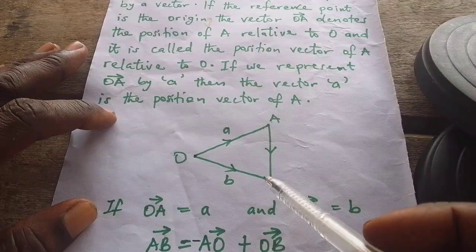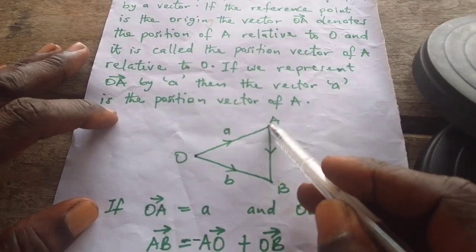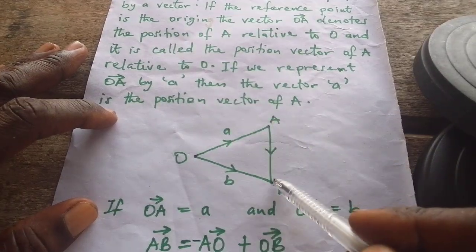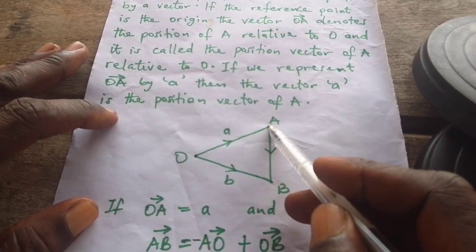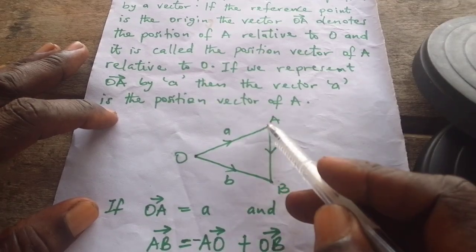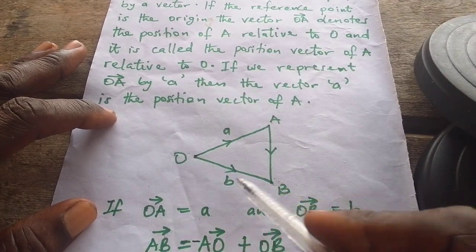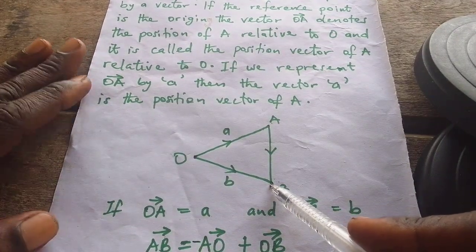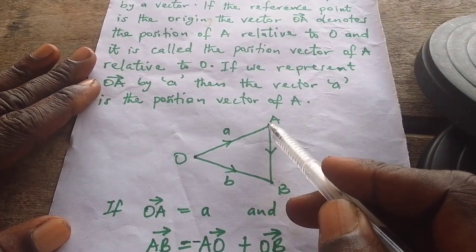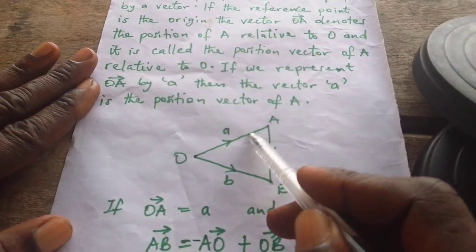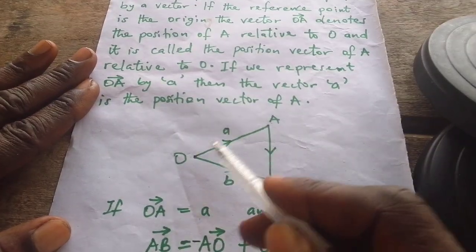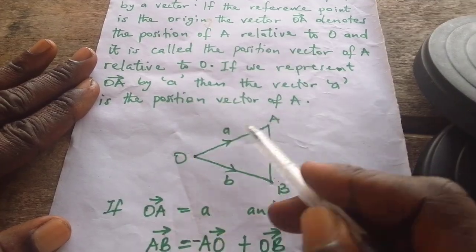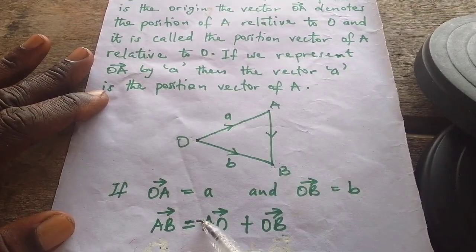So now you are told to describe vector AB in relation to the position vector. If you want to describe AB, that means you start from A and end at B. So the movement will be like this, starting from A and ending at B. Then you realize that if you are moving from A, this vector AO will be going contrary to, in opposition to, this OA. Because it is going in opposition to OA, it is going to attract a negative sign.